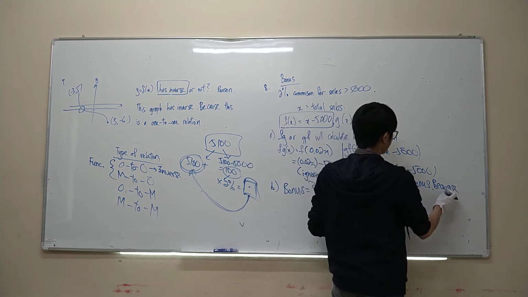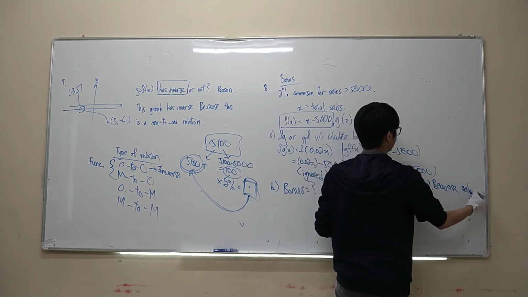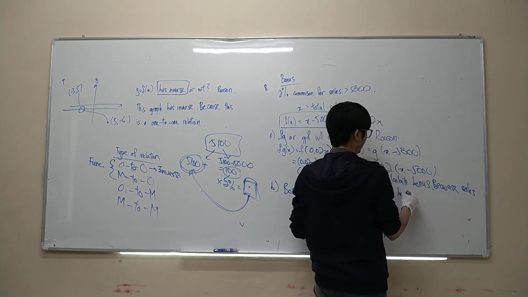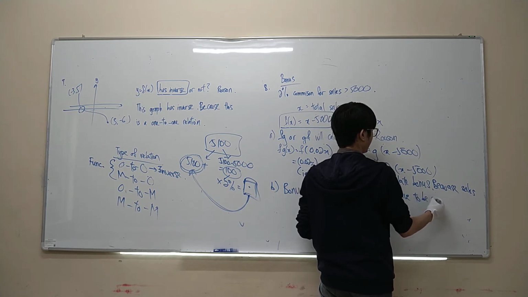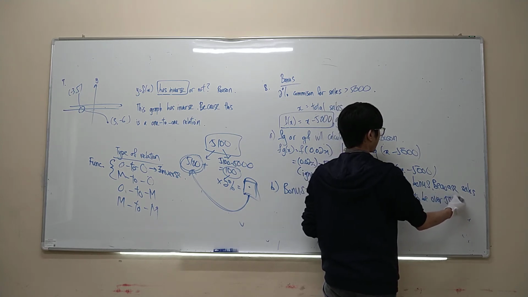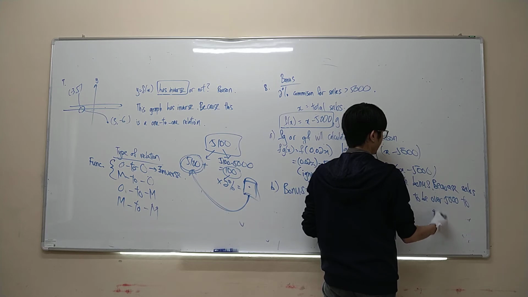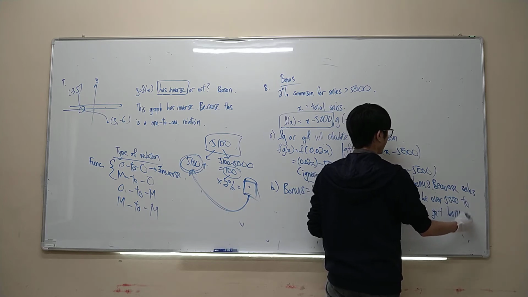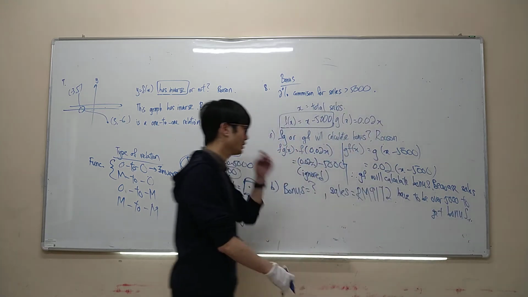Okay, baru darab. That is what. So the reason is because sales have to be over 5,000. Have to be over 5,000 to get bonus. Okay, or you can write to get the commission. Okay, so that will be the reason.